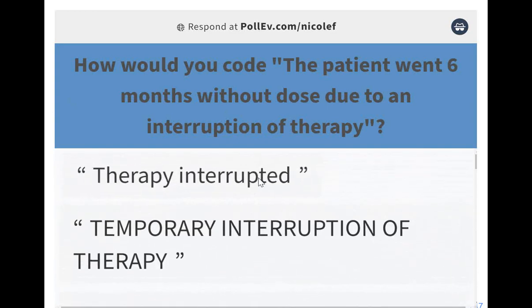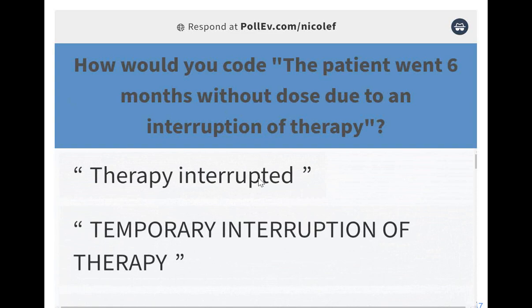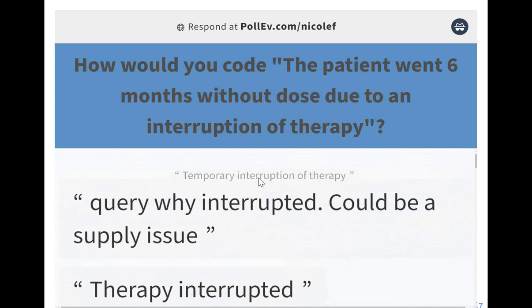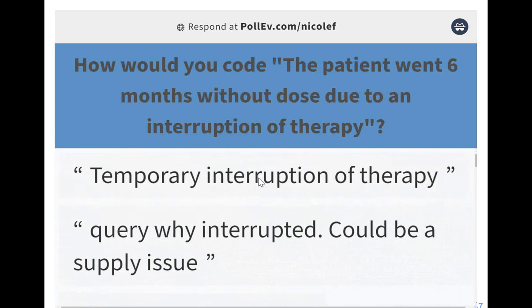Wow, encapsulating, that's great. Someone feels very strongly about that term. Yeah, query why it was interrupted. Okay, could be a supply issue. That's a good, valid point to be raised as well. You may internally decide that if we get a term like this, on the back end, after coding it, we would want to query why it was interrupted. Is it a supply issue? Is it an insurance issue? Is it that the patient wasn't able to get their medication? So a very good point being raised.